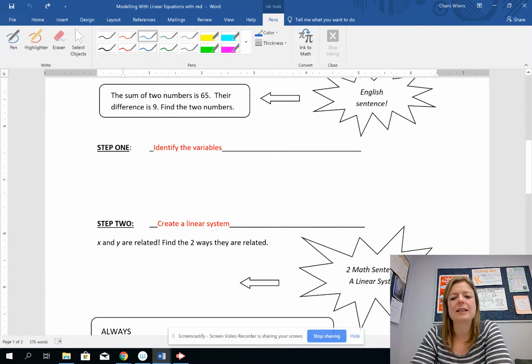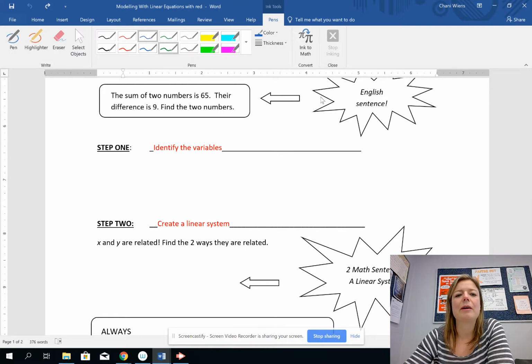Here's our English sentence, and we're going to create two math sentences. So the sum of two numbers is 65. Their difference is 9. Find the two numbers. So in this case, identifying the variables seems a little bit silly, but we're doing it just to get into practice. So in this case, the unknowns are just the two numbers.